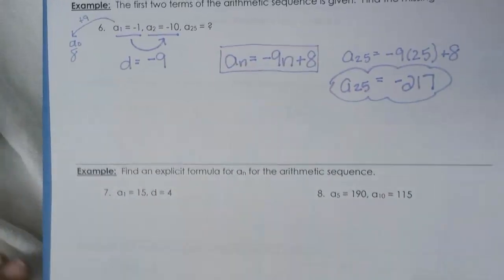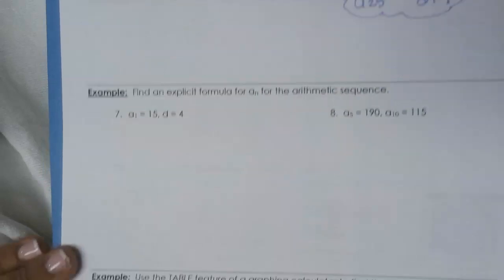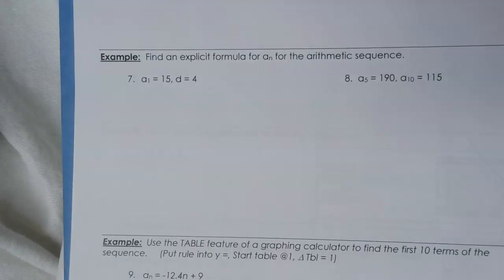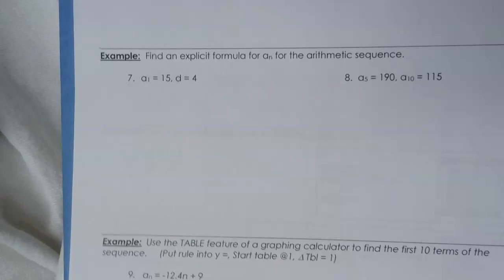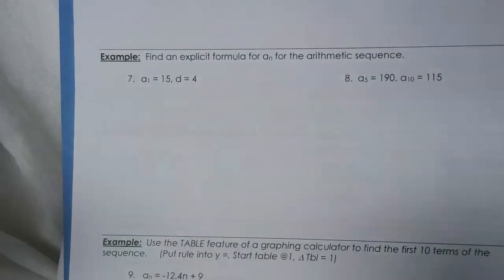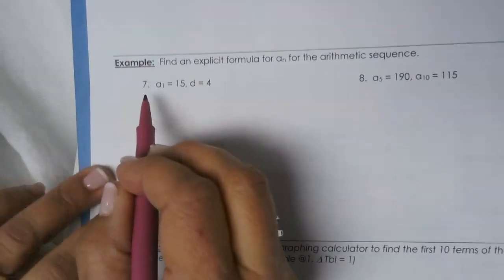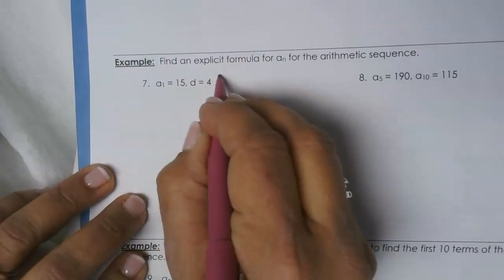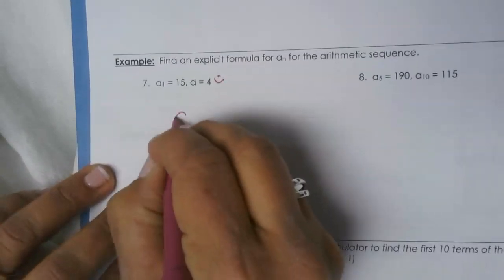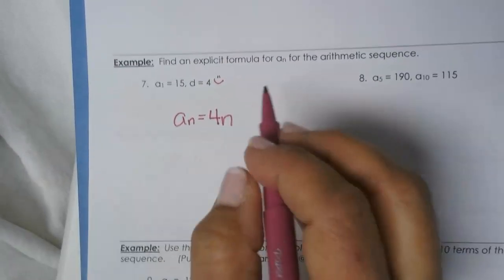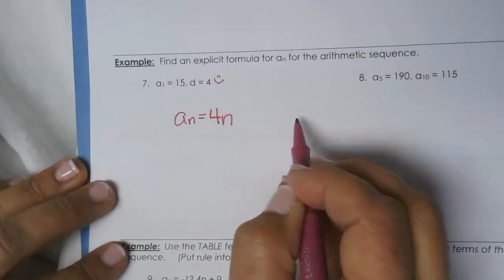Okay, so now let's look at example 7 and 8. And in example 7 and 8, we're going to write an explicit formula for a sub n for the arithmetic sequence. Oh, that's fun. We already practiced that together when we did examples 4 and 5. See? Planting the seeds. All right, so in example 7, they give us a sub 1 and they give us d. So this is great news because we know that our equation is going to be a sub n equals 4 times n. And now we just want to know what to add to that.